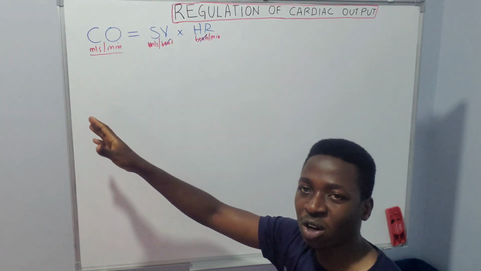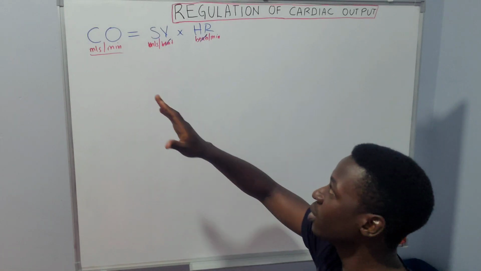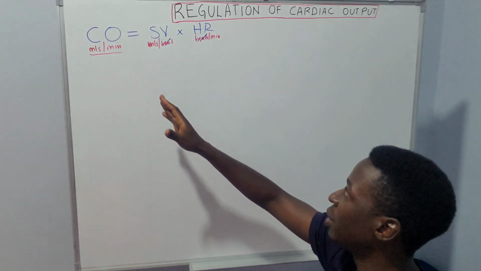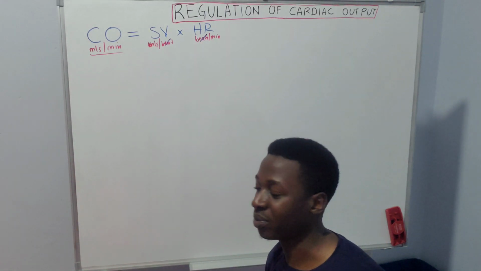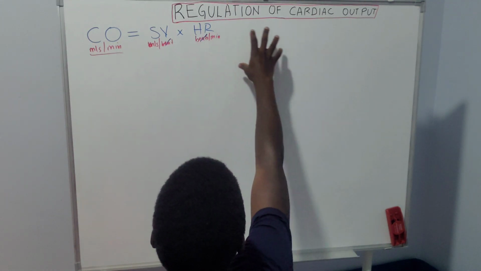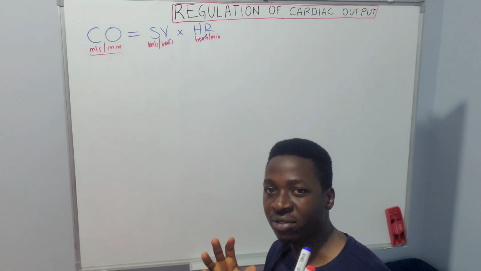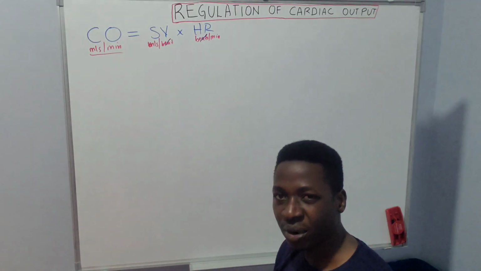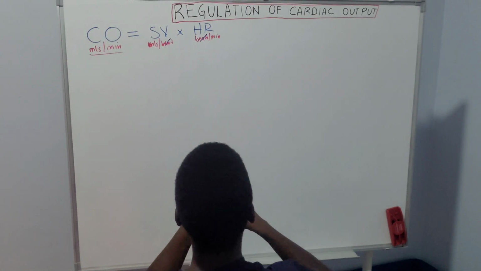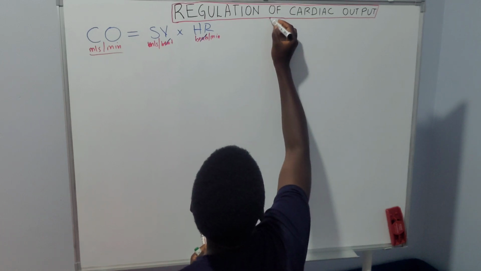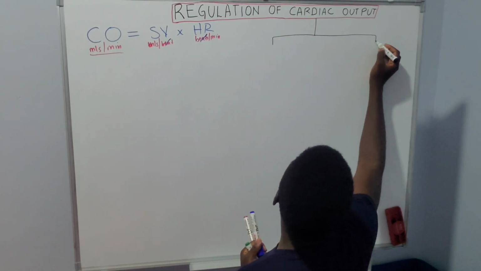So simply put, cardiac output is the amount of blood pumped by the heart in 1 minute. Stroke volume is the volume of blood pumped by each ventricle in 1 beat, and the heart rate is the number of beats made by the heart per minute. Okay, so the regulation of this cardiac output, I've tried to simplify it in some way, can be done in 2 ways.